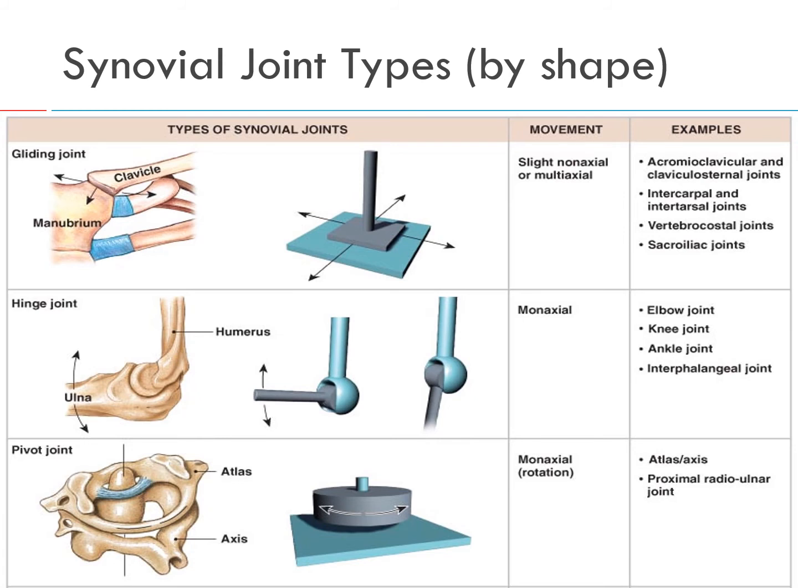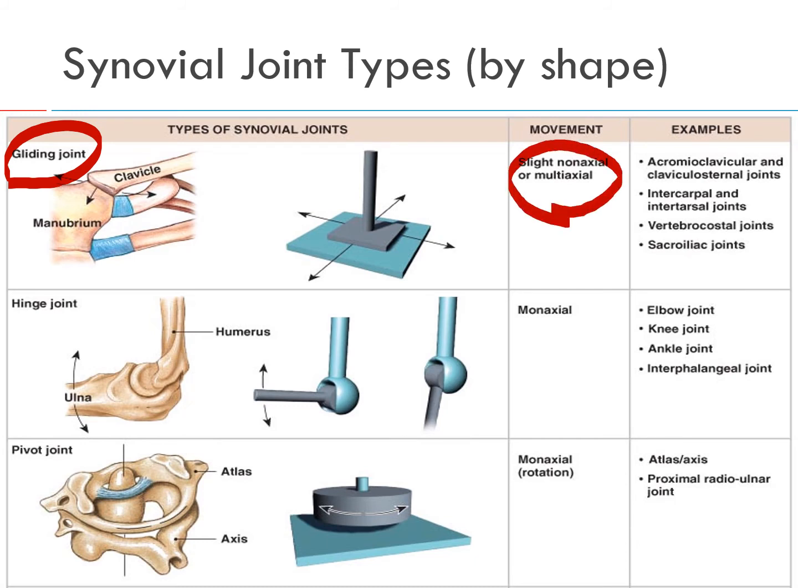We're going to talk about synovial joint types now, and these are by the shape of the joint. So this is on page 73 in your textbook. The first type is a gliding joint. So a gliding joint, and you'll see that here, this is where the classification is.